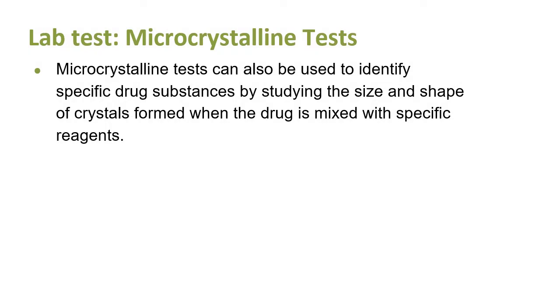Another type of test, and this would be something that's done in the lab, is what we call a microcrystalline test. Instead of actually doing a chemical analysis on it, they're just looking in great detail at the crystal structure. Certain drugs have certain size and shape crystals, so we can mix it with a reagent and then look under a microscope at the crystalline structure and get an idea of what it might be before we run chemical analysis tests.